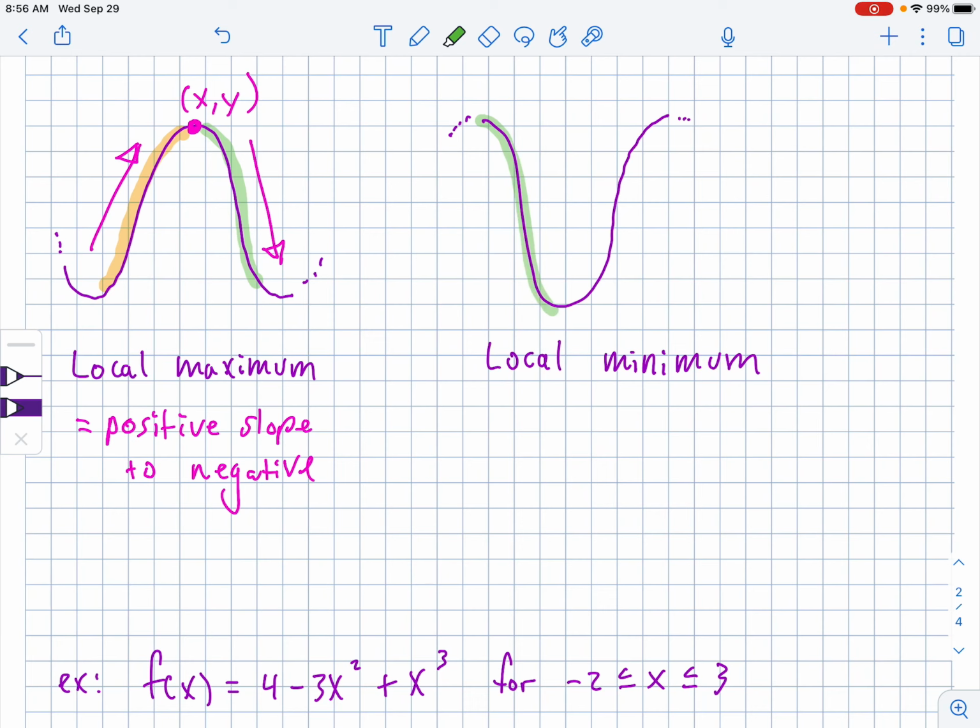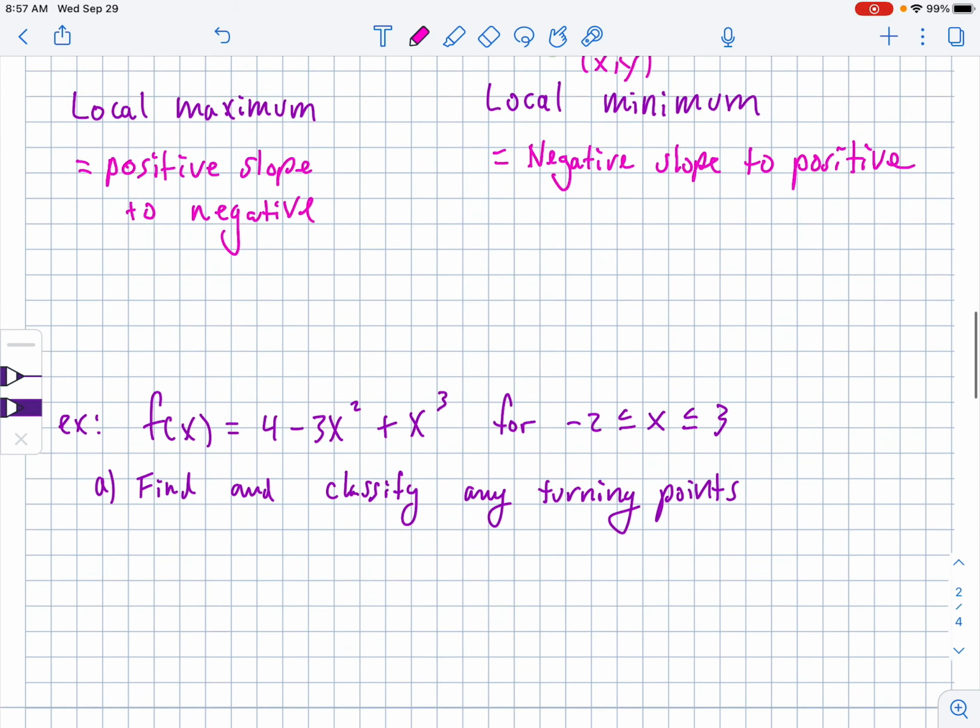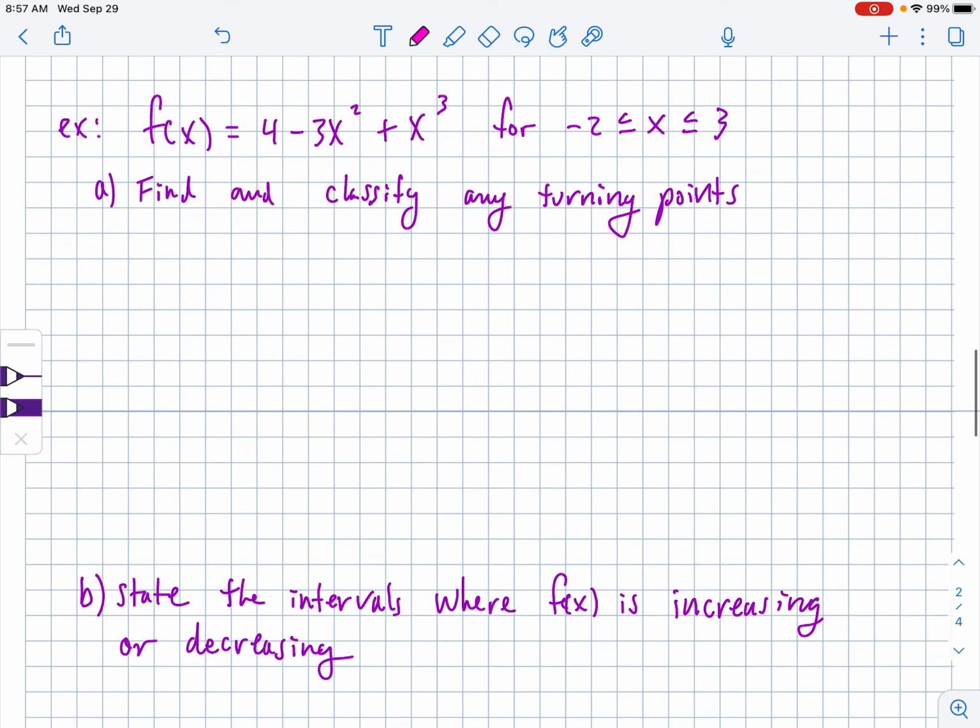So that's a maximum. The flip of that, if you're going downhill, negative slopes, and then it switches to positive on this side, this is an XY coordinate as well, and it's called a local minimum. This is where it switches from negative slope to positive. And you can see that. Going downhill, then it turns around, goes uphill.